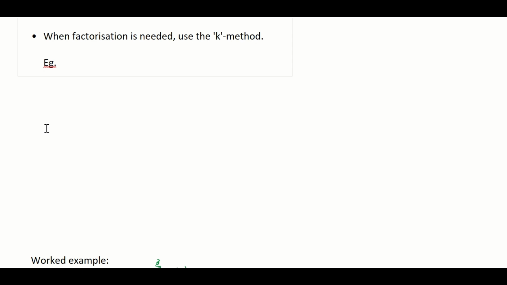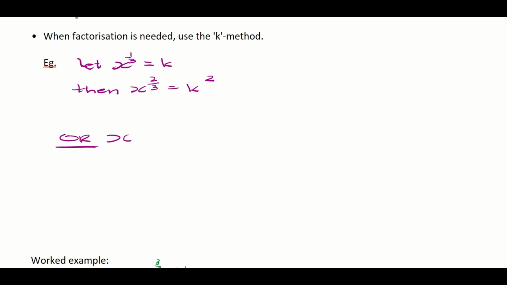Sometimes you'll notice that factorization is needed. In that case, you use the k method. For example, if you had something like, let x to the power of 1 over 3 equal k, then when you see x to the power of 2 over 3, that will be equal to k squared. Or for example, you might have x to the power of 1 over 3 equals k, then x to the power of 1.